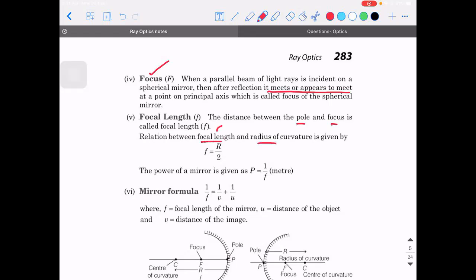The relation between focal length and radius of curvature is F is equal to R by 2, provided the mirror is small. Derivation of this we have seen in CBSE, so I'm not explaining it again. So power of a mirror is given as P is equal to 1 by F.